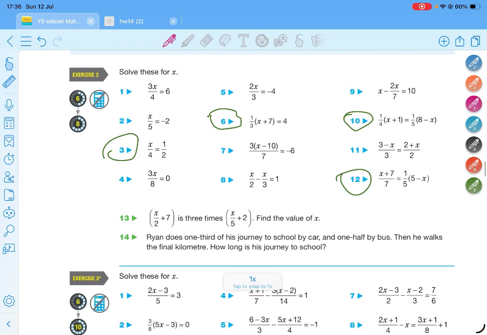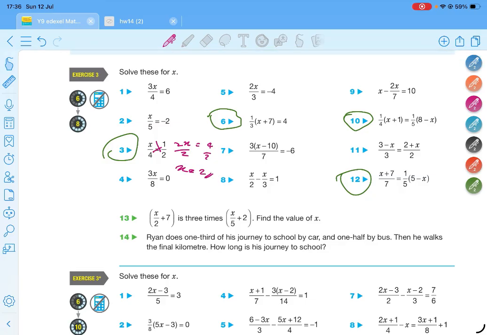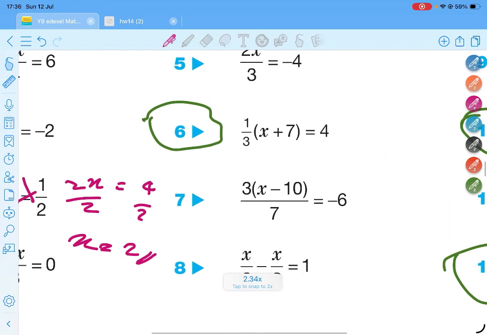Here, same thing. Cross multiplication. Right? 2x equal 4. x equal 2. Happy? Here, you need to transfer this to here. Then x plus 7 equal 4 times 3, which means 12. The 7 goes here. x equal 12 minus 7. 5. x equal 5.